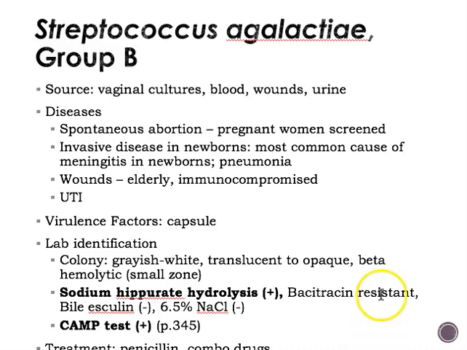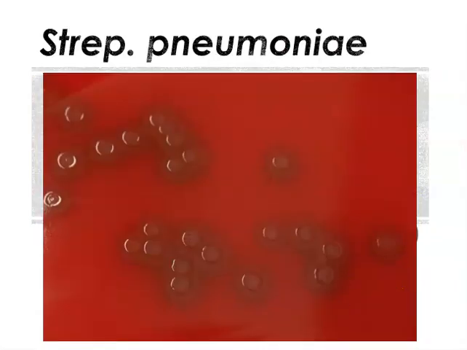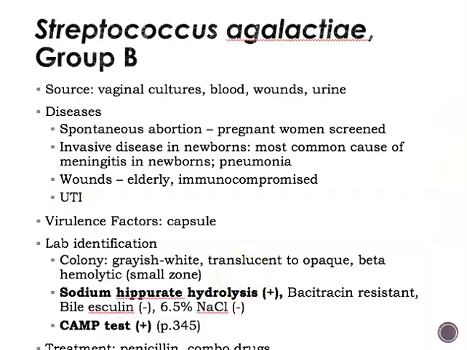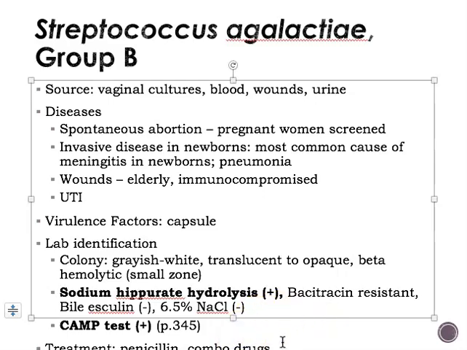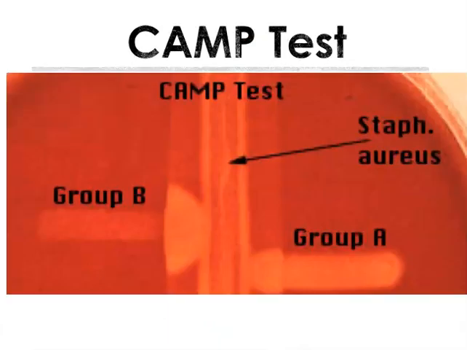And again, the treatment for that is penicillin. And that's because it's predictably sensitive to penicillin. So again, that's one of those that we would not perform sensitivities on. Okay, here's an example of the CAMP test.